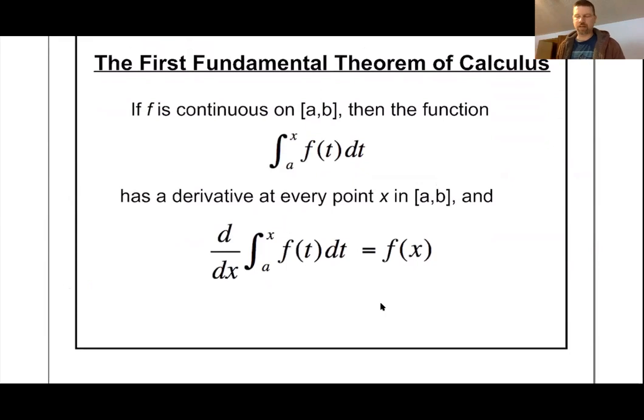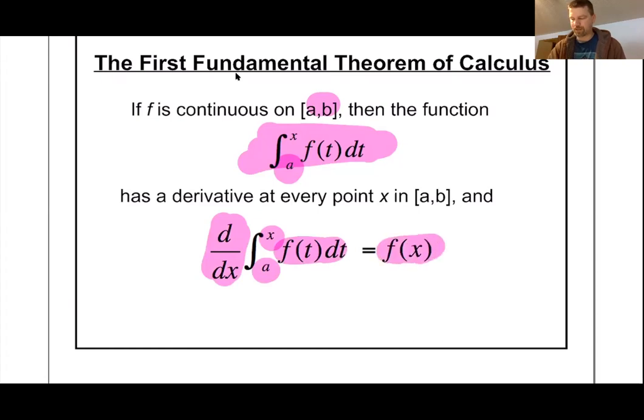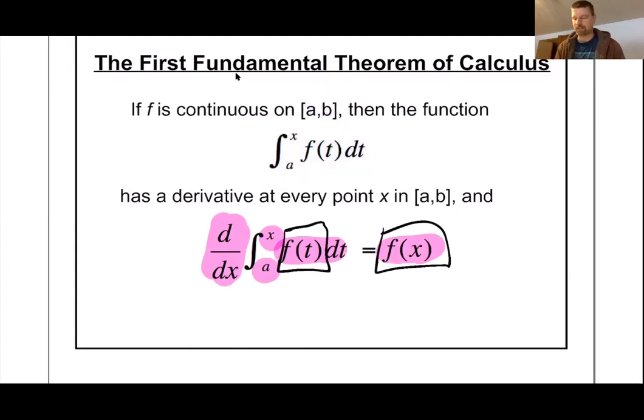The first fundamental theorem of calculus, this is in your book. It's in your notes. You can read it. Again, it's the same thing I said. All it says is that if you've got an integral from a to x, where a is a constant, on that interval a to b, then the derivative of the integral from a to x of f of t dt is just f of x. It's going to be the same exact function out. You're just going to have an x in place of the t.